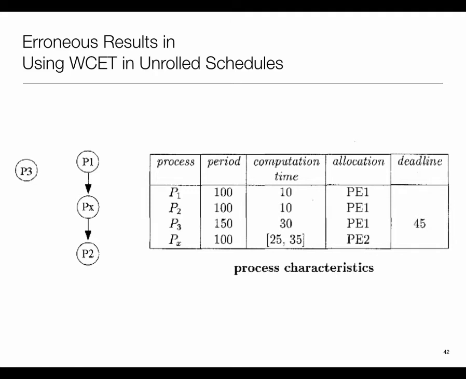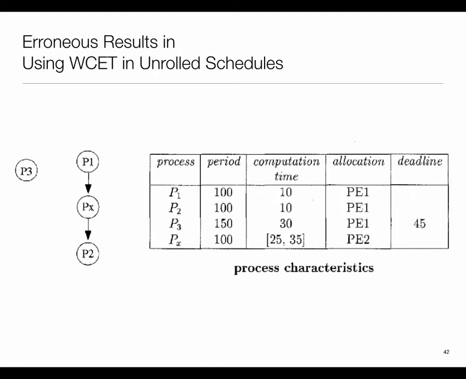Let's look at something like this. Say I had a system with two task clusters. One task cluster has three processes in it: P1, Px, P2. P1's output goes to Px, Px's output goes to P2, and then I have another task called P3. I have two processors given to you, so you can map these four tasks to the two processors whichever way you want.